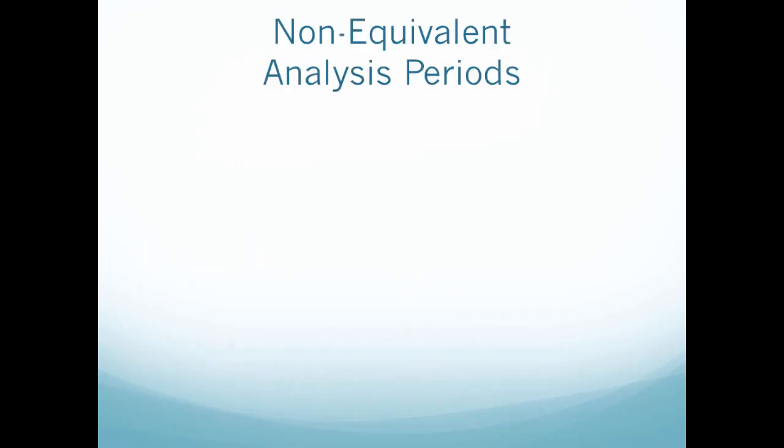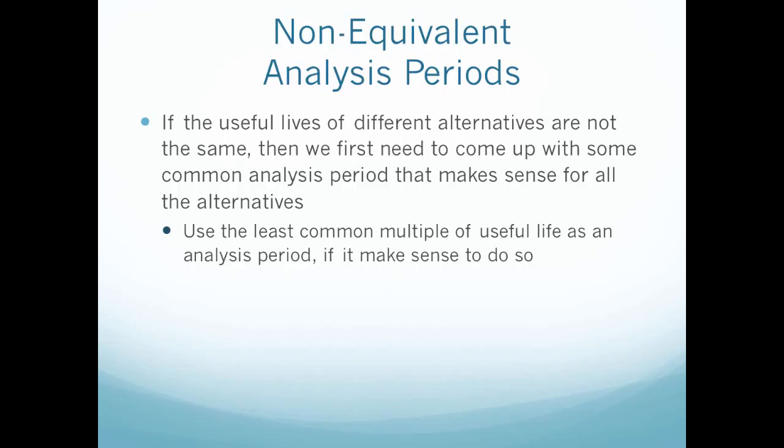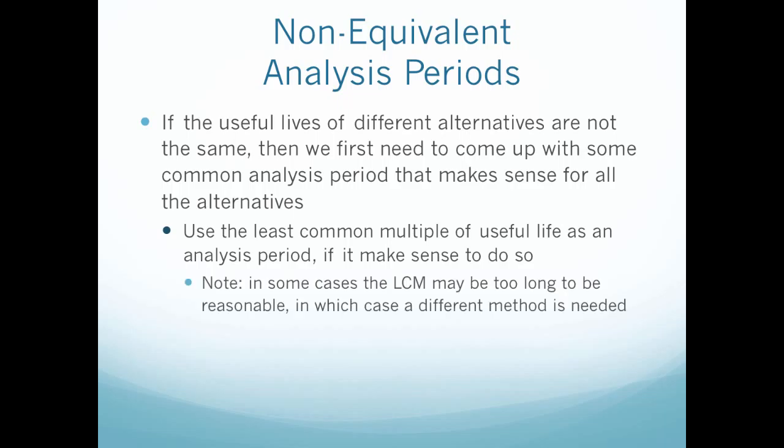Okay, so moving on. If now my analysis periods of my two alternatives are not the same or not equivalent, then we would use this next method. So if the useful lives are different, then we first need to come up with some common analysis period that makes sense for all the alternatives. So frequently, we would use something called a least common multiple of the useful lives as an analysis period if it makes sense to do so.